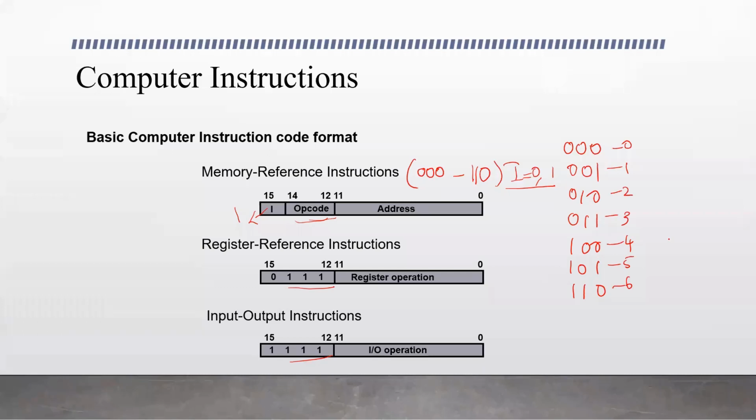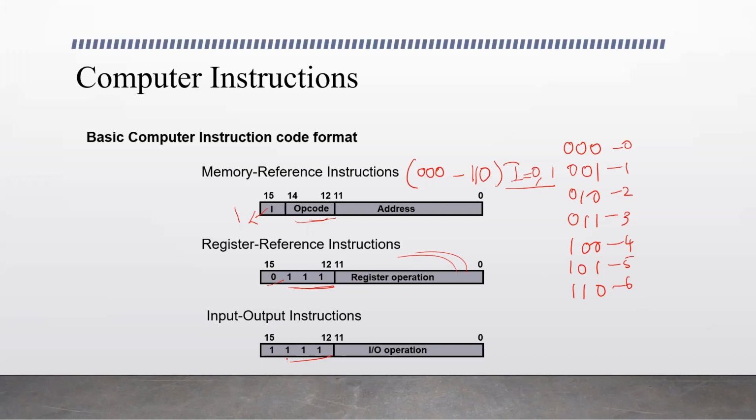For a register reference instruction, when the control sees 111 in the opcode, it identifies it as either a register reference instruction or an input output instruction. So it checks the leftmost bit, the 15th bit, to identify which one it is. If it is 0, the control recognizes this as a register reference instruction, and the register operation given in these 12 bits is performed.